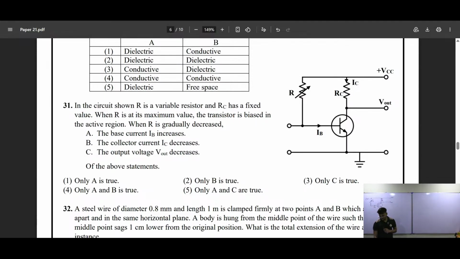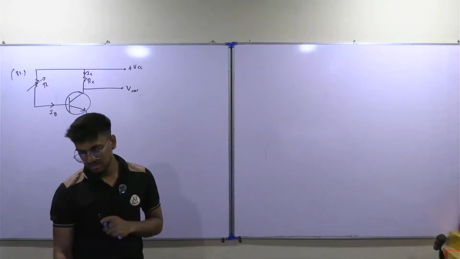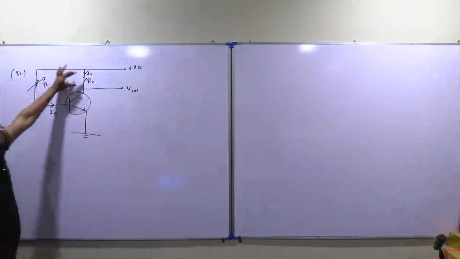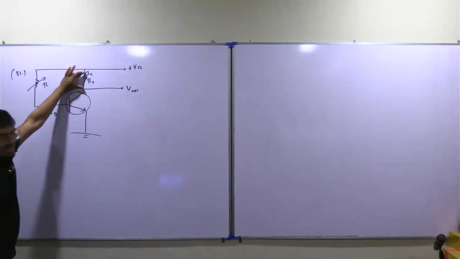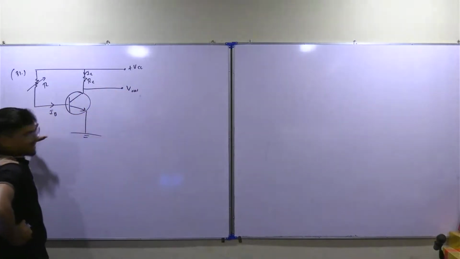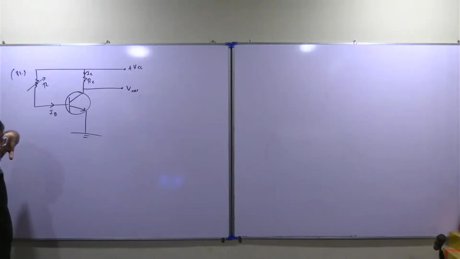Now you are going to decrease R gradually. They have given that when R is at its maximum value, the transistor is in the active region. When R is gradually decreased, we consider the base current, collector current, and the output voltage. Now see, this is our circuit. Collector current is IC and the resistor is RC. Supply voltage is VCC, output voltage V out, base current is IB, and there is a variable resistor.